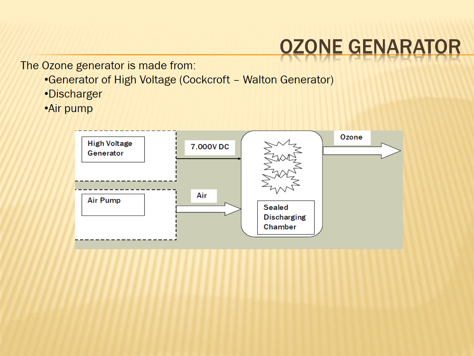Practically, the ozone generator is made from three main parts: a high voltage DC generator, a shielded discharging chamber and a small air pump. The high voltage generator produces about 7,000 volts DC. In the sealed discharging chamber, this current is discharged, creating small sparkles and creating ozone. Due to the higher inner pressure, ozone is leaving the chamber on the other end of it.